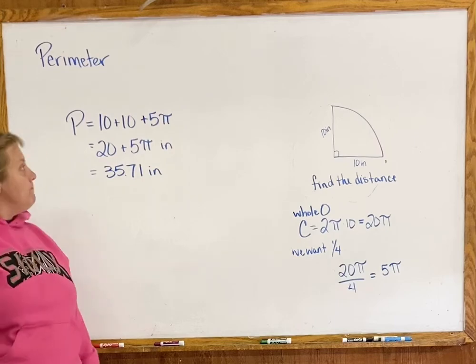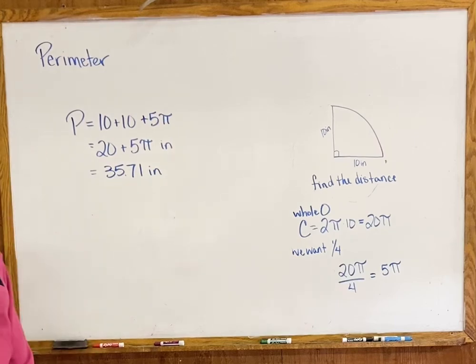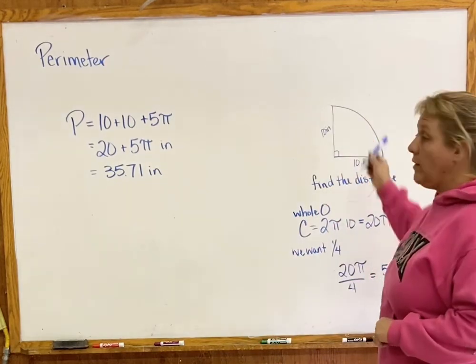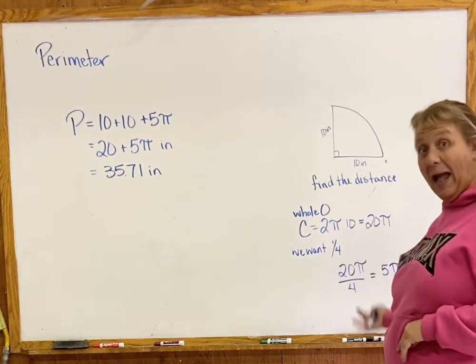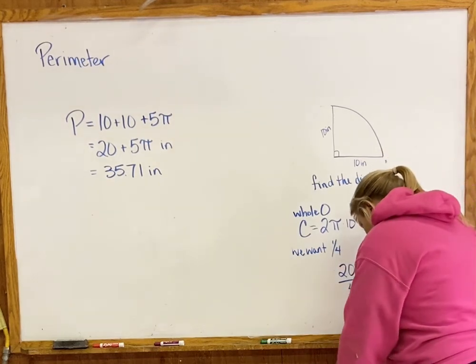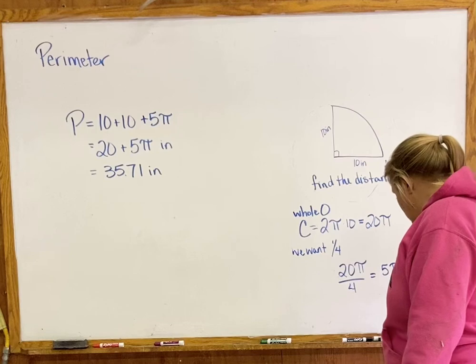Look good for that one? So circumference is going all the way around, but there are going to be times when we're most definitely going to use parts of the circumference, like half of it, or in this case, 1/4 of it. So you got to be ready. You got to be ready for examples like that.